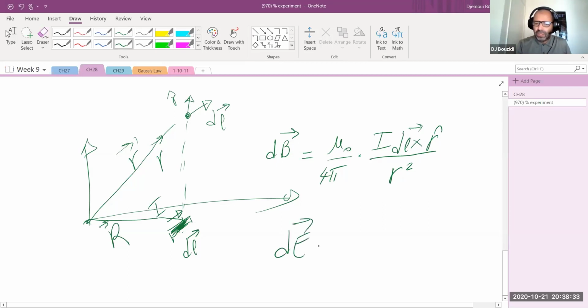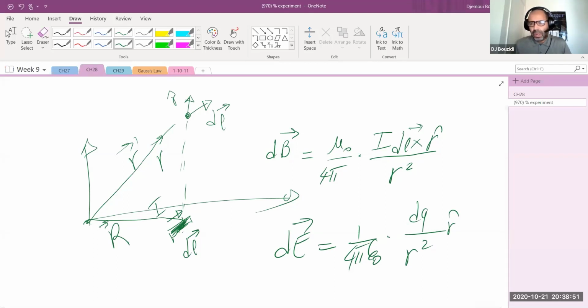The electric field due to a charge distribution was 1 over 4 pi epsilon naught times the charge, dq, divided by the distance squared times r hat. There was no cross product there. So if dq happened to be constant, with q uniformly distributed, all you have to do is integrate 1 over r squared, depending on the direction where we are, and you find the contribution of the different points in here.